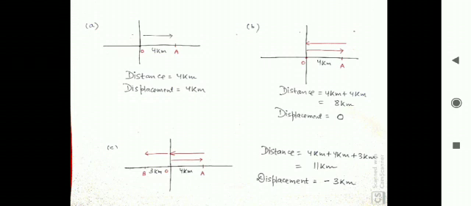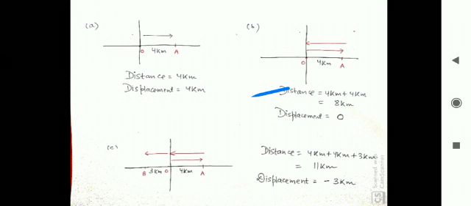Again he will return back to the same point, that is at O. Means first he went to point A and again he returned to point O. Now see in this case, the distance covered by the body is 4 km from O to A and again 4 km from A to O.